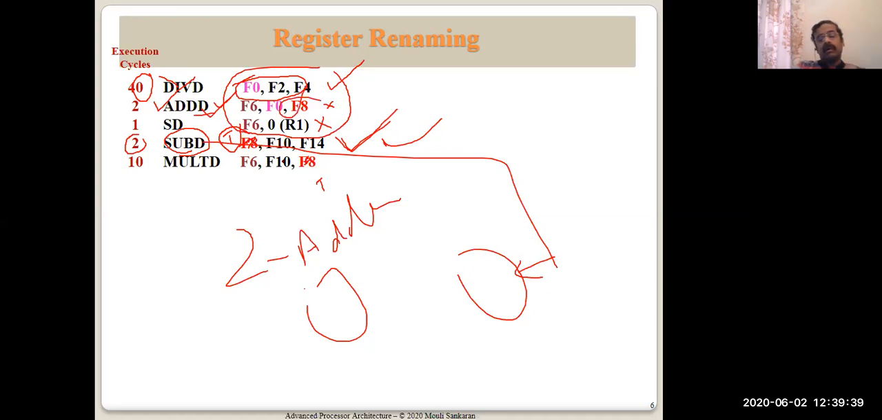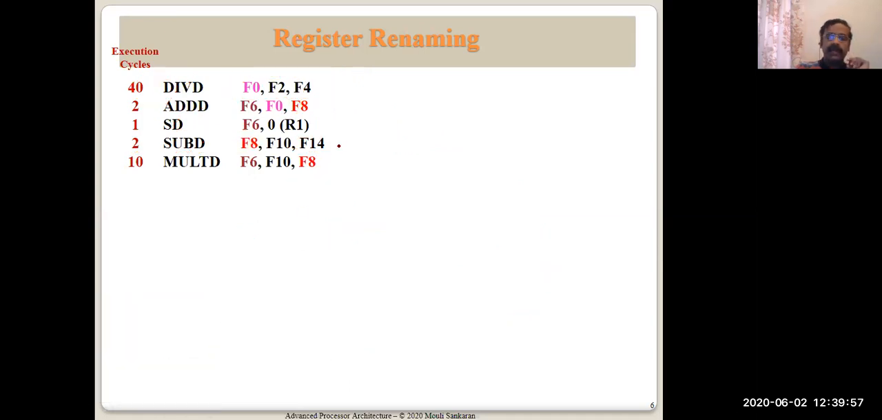Now what have I gained? I can now start executing this instruction, which was held up because of F8. Now it's freed up. Because of T, I'm happy that I'm able to run it. Now this result is available. This result is already there. F10 is not disturbed. But this is only 10 cycles, so before even this completes, this fellow also can complete in 10 cycles.